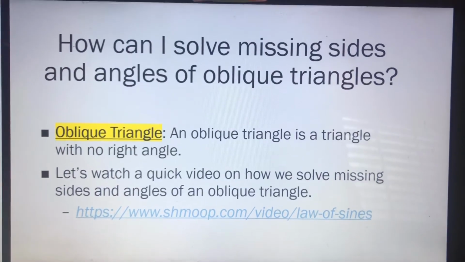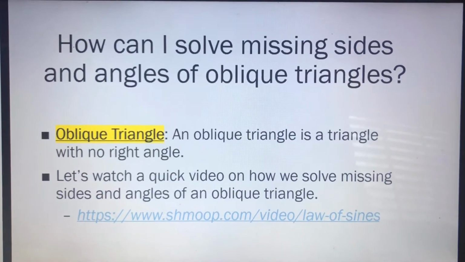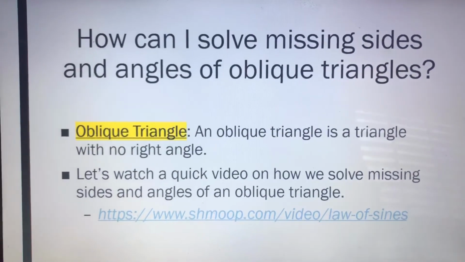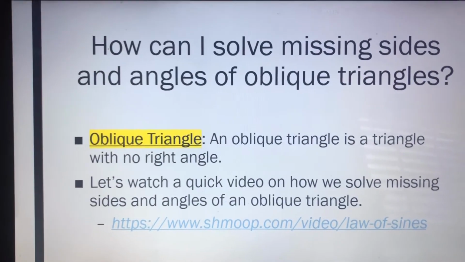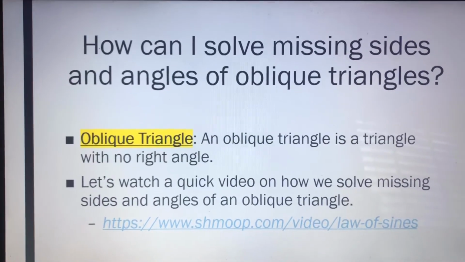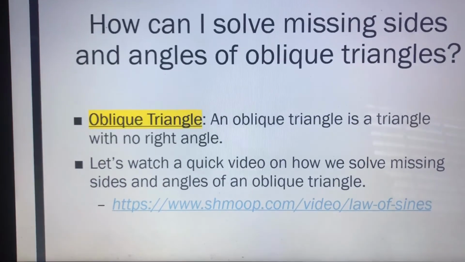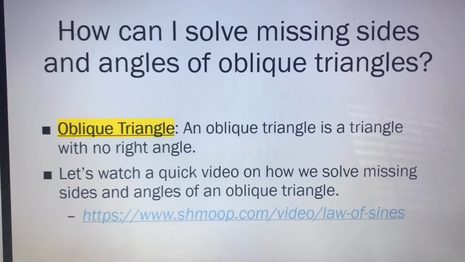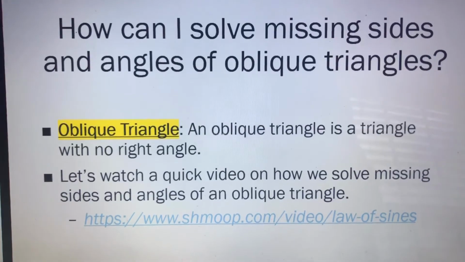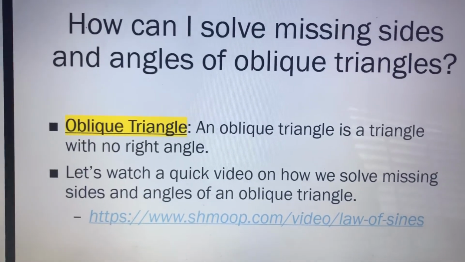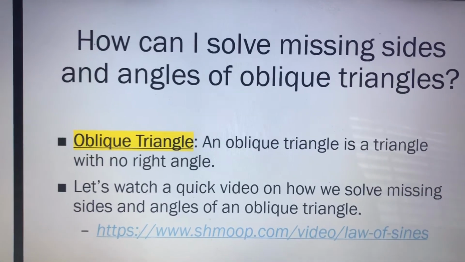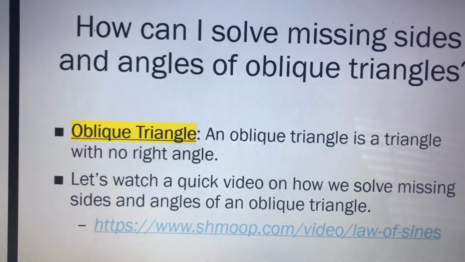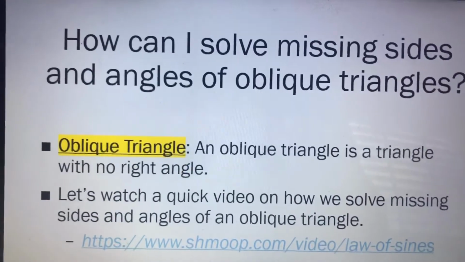So we're going to start the lesson off by learning law of sines, okay? But before we learn law of sines, the main question that stands is how can I solve missing sides and angles of oblique triangles? Well, first we got to learn the definition of an oblique triangle. An oblique triangle is a triangle with no right angle. Previously, you learned how to solve right triangles with a squared plus b squared equals c squared. Well, with law of sines, you're going to learn a little bit differently, okay?